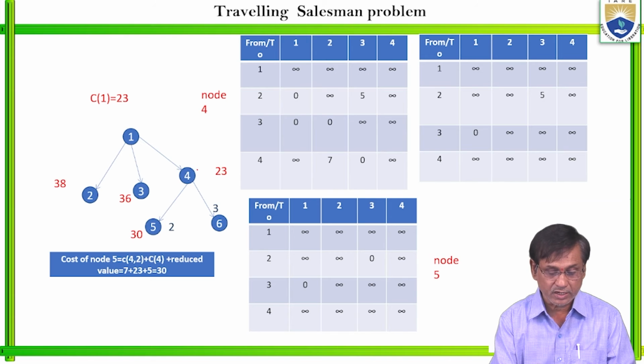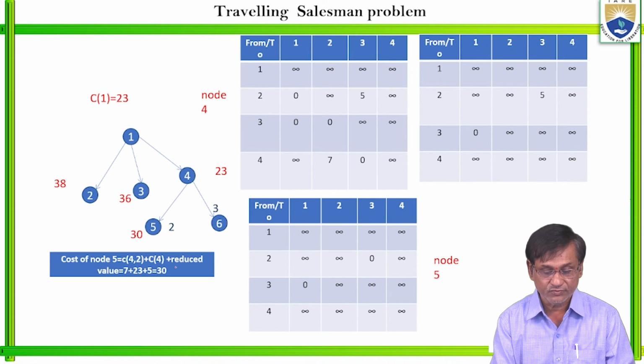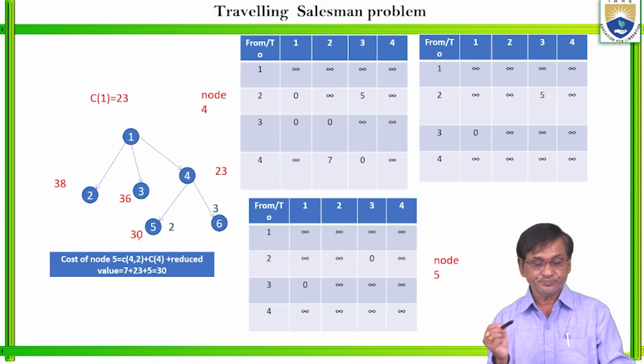So now calculate the cost of node 5. Cost of node 5 is equal to the cost corresponding to 4 to 2 plus the cost of node 4 plus the reduced value. The cost of 4 to 2 is 7, the cost of node 4 is 23, and the reduced value is 5. So 7 plus 23 plus 5 is 30. So the cost of node 5 is 30, represented here.